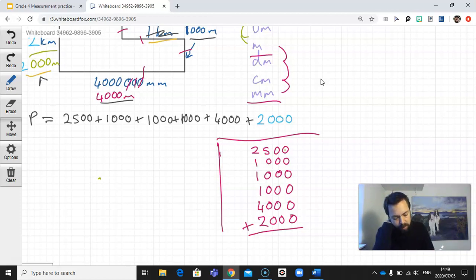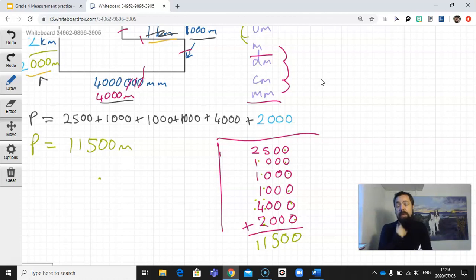0 plus 0 plus 0 plus 0 plus 0 plus 0 is still 0. Next one is also all 0s. The next one has a 5 to start with, and then nothing else. And now I've got 2, 3, 4, 5, 6, 7, 8, 9, 10, 11. All right, so 11,500. So perimeter is equal to 11,500 meters. All right, please don't forget the meters, otherwise you've left out the unit of measurement, and if you're in my class, I just mark you wrong.